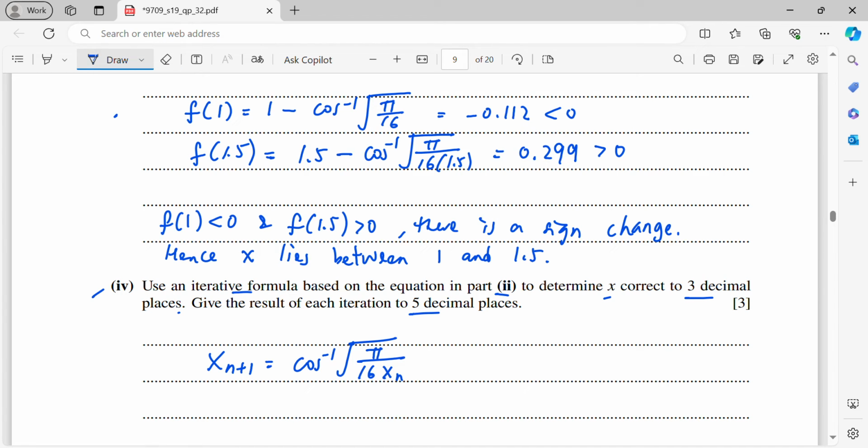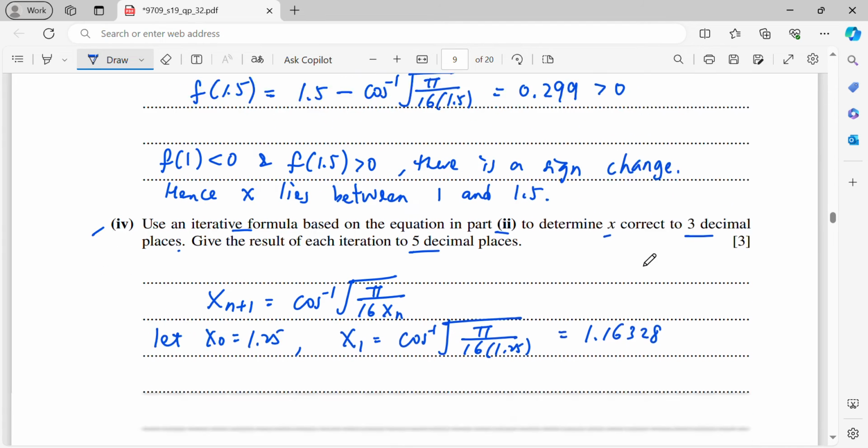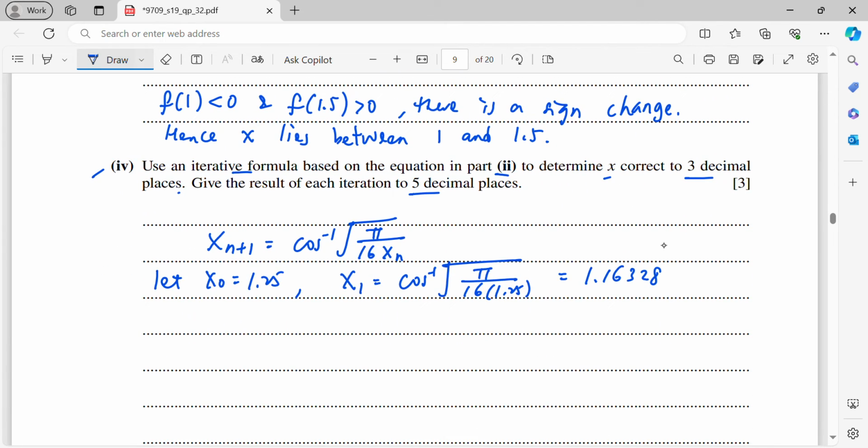So now, since in the previous parts we have proven that x is between 1 and 1.5, therefore you can just take 1 or 1.5 or any values in between 1 and 1.5 as your x0. So I will take the middle value. So let x0 equals to 1.25. That means my x1 will be inverse cos square root of pi over 16 times 1.25. This is going to be 1.16328. Okay, 5 decimal places. Now, when to stop for this iteration, you need 3 decimal places. Make sure you are getting same 3 decimal places.